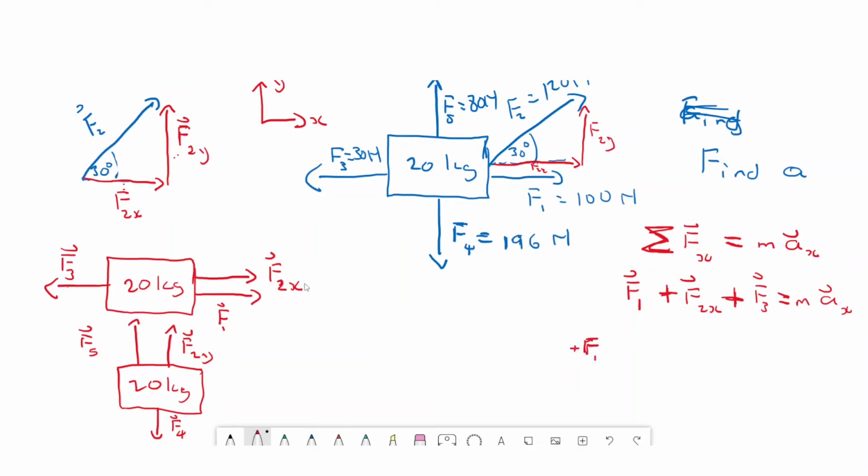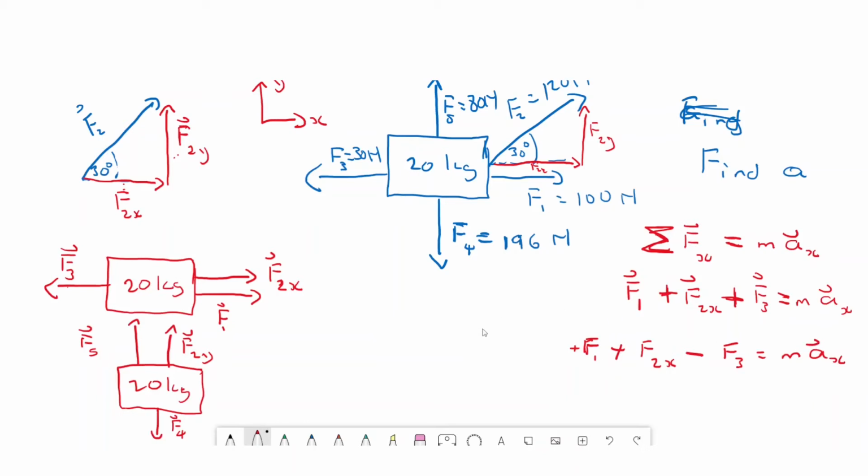Now let's look at F2. F2x is also positive, so I'm going to put a plus. I don't know the magnitude of F2x, I don't know how big F2x is. Now F3 is negative because it's facing that way. Then this is going to be equal to the mass multiplied by the acceleration, so I can find the acceleration here. I can already tell that I can actually find it.